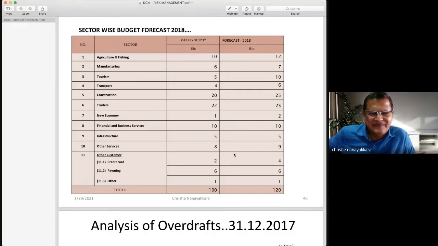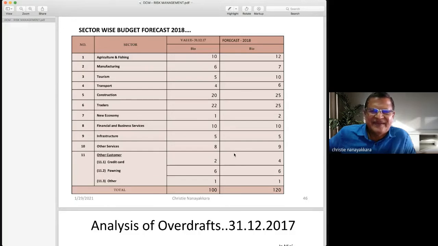Infrastructure are major projects like road development. In other service areas, you get doctors, engineers, auditors. They provide various services. They also need funding. Then other customers include your retail clientele: credit cards, bonding, and your personal kind of loans.